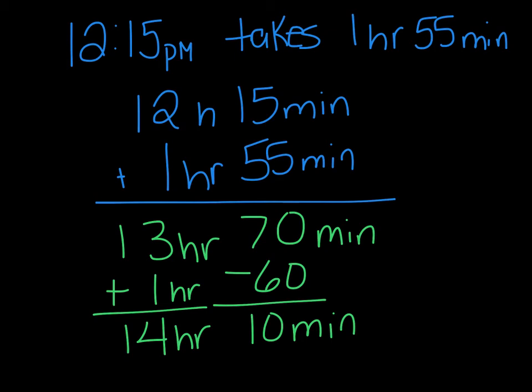14 hours is like military time. So we take our 12 and we say that's 12 o'clock. Then every hour after that is 1. So 14 hours is actually 2 o'clock. So 2, and then those 10 minutes. 2:10 p.m. is what time you get home.